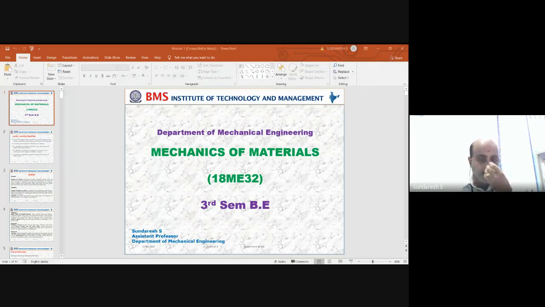In the last class, we were discussing compound bars. A compound or composite bar is one which is made up of two different materials, and their ends are rigidly fixed. When it is subjected to an external load, it undergoes a deformation. The first important point to remember is that the deformation in both the bars will be the same. In the sense, deformation in material 1 or bar 1 is equal to the deformation in material 2 or bar 2.